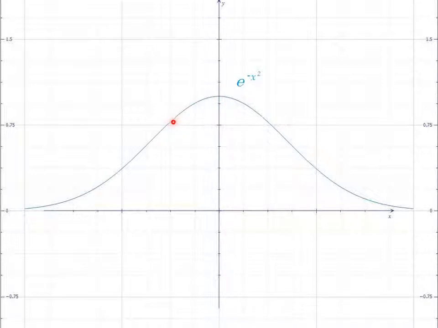The reason for this is because our function is symmetric about the y-axis. So what we're looking for is the area under this curve across the entire x-axis, and the area is equal to a very interesting constant. That's what we're looking for.